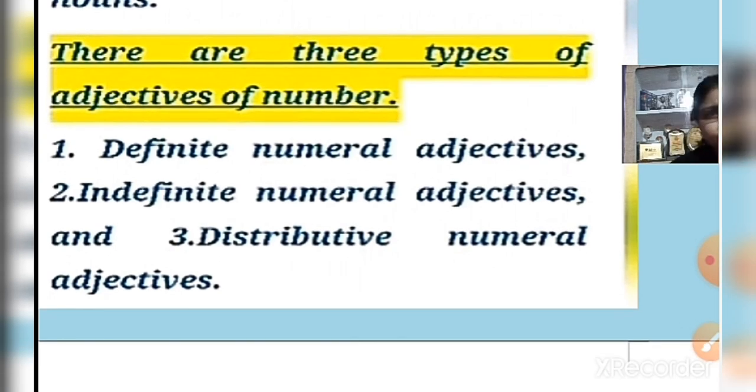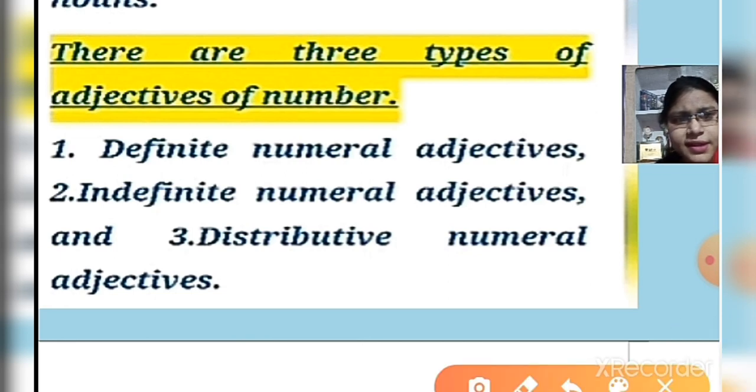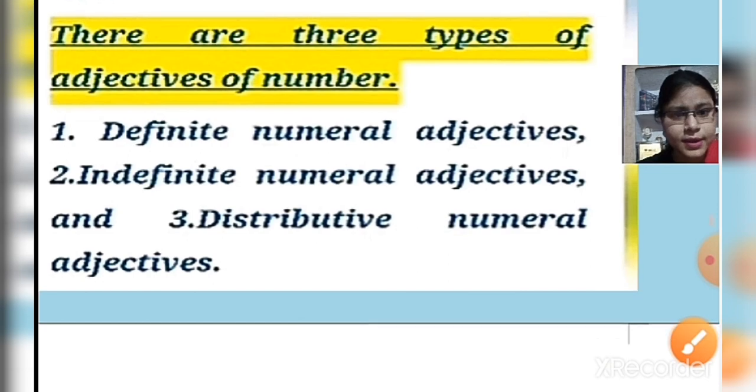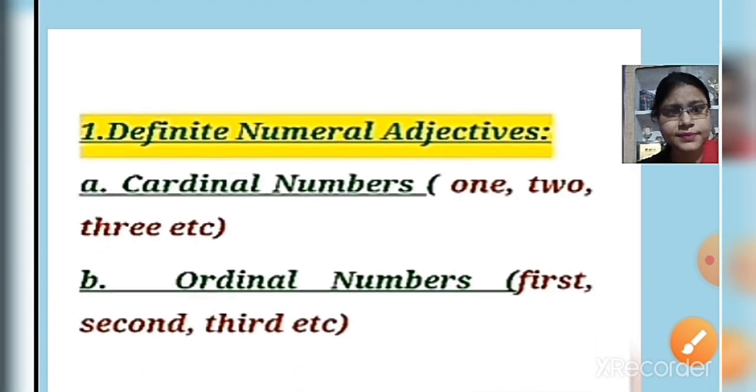Before going to the example, we will read about the types of adjective of number. So children, here we have three types of adjective of number. One by one we will see: the first type is definite numeral adjective, then indefinite numeral adjective, then distributive numeral adjective. So one by one we will be solving these three. Let us see what these are.